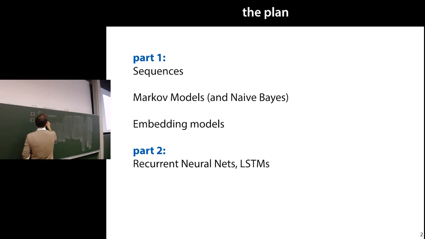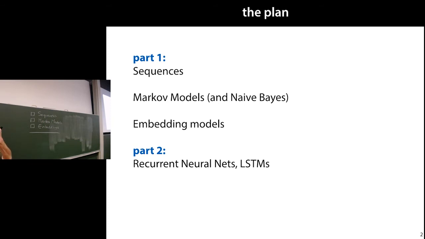We're going to discuss Markov models, which are kind of a generalization of naive Bayes from some perspective. And then briefly, we're going to talk about embedding models, which I can't preface in one sentence, so you'll just have to see what that means.